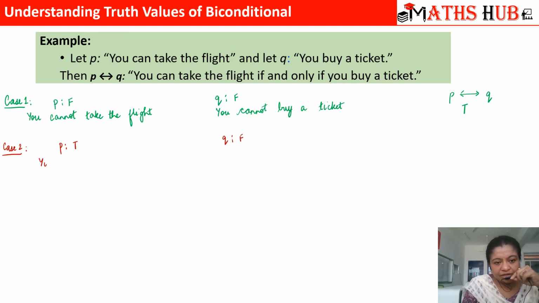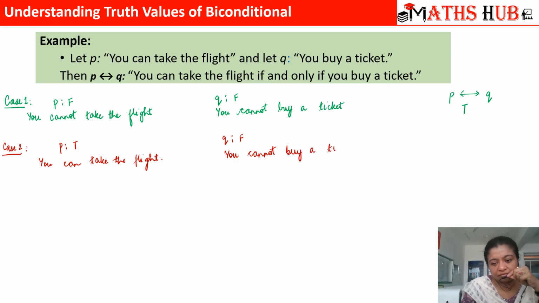That means you can take the flight and Q is false, so you cannot buy a ticket. Will this argument be valid? This argument is not valid, because if you can take the flight, then according to the argument you must have a ticket. So this statement becomes a false statement.